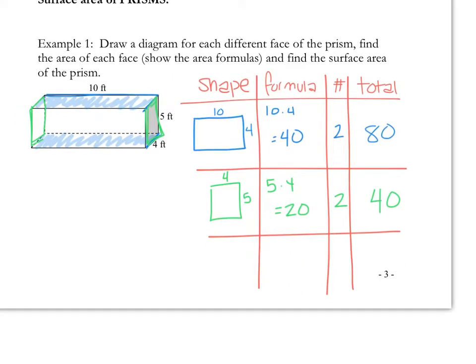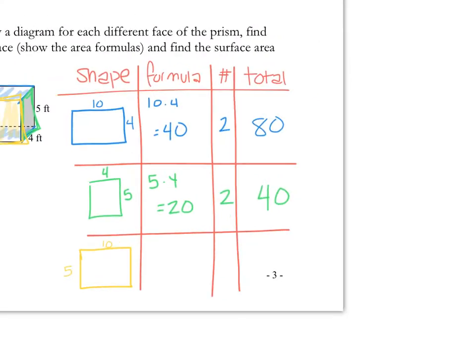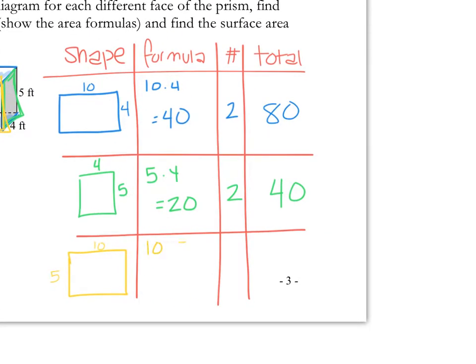And my last one is going to be this front part and the back part. And you can't really tell here. See, if I do that, you can't really tell. So I'll try to highlight this. This is going to be my rectangle. It's going to be a 10 by 5. So it would be 10 times 5, which is 50, and front and back, which is 2, so I get 100.